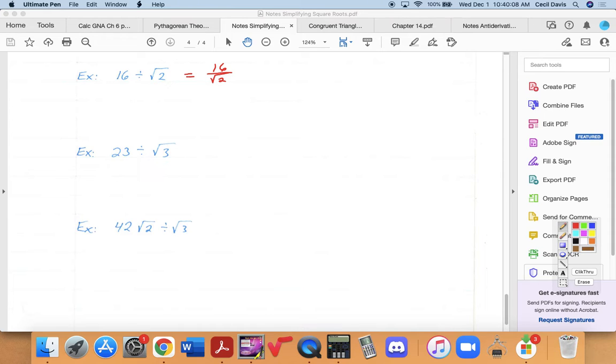What's the square root of 2? Approximately 1.414, but it doesn't have an exact answer. So if I was trying to divide it out, that would take a very long time, right? So here's what we do. We do a process that's called rationalizing the denominator.